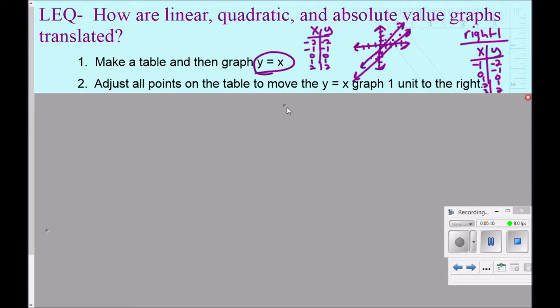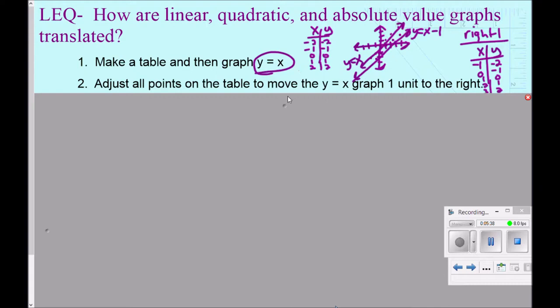Okay, so then the next thing we did was we talked about what the equation would be for each of these lines. So we know y equals x is the original. The one that shifted over to the right 1 unit, if I check the slope and the y-intercept, I'm seeing -1 is the y-intercept and 1 is the slope, which means the equation is y equals x minus 1.